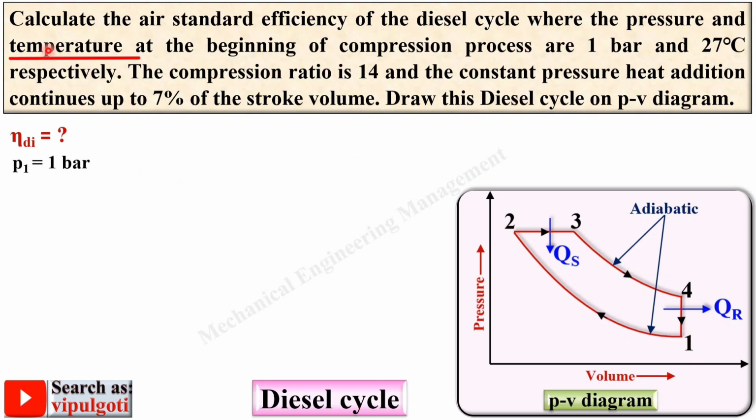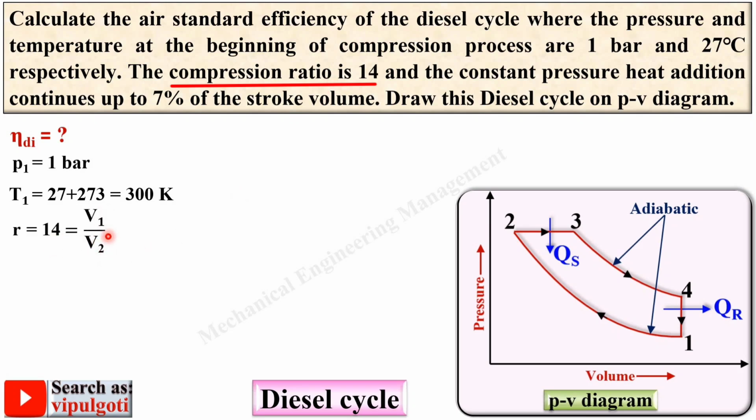Next, the temperature at the beginning of the compression process is 27 degrees Celsius, means at the state 1. So this is the T1. Simply add over here 273 to the Celsius so that you can convert it into the Kelvin. The compression ratio is 14. Again you know that the compression ratio is V1 by V2, and that is simply denoted by small r. So r is equal to 14, and you can write over here it is V1 upon V2 also.